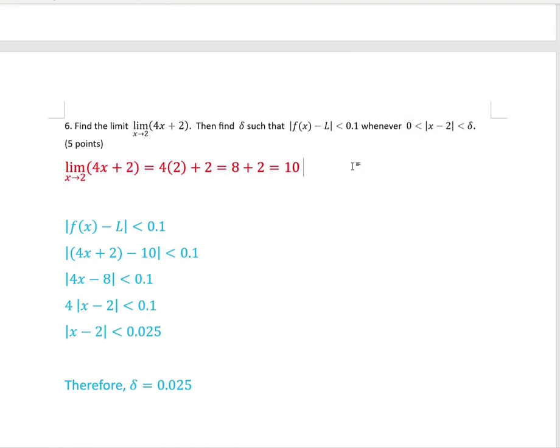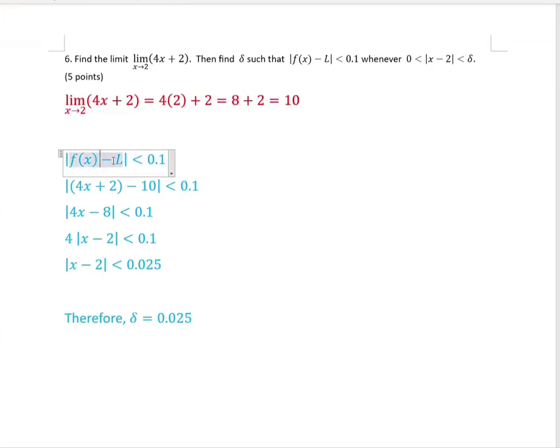Okay, now we've got to use the epsilon delta definition. So this is what they gave us: the absolute value of f of x minus L is less than 0.1. L is the limit, which we found to be 10, so that's why that's here. f of x is 4x plus 2, so we plug that in over here.